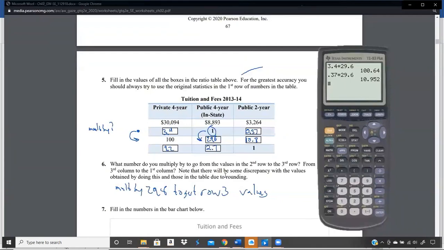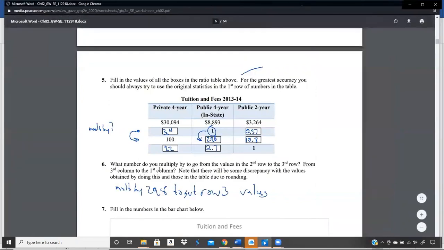Okay, so what about the other part? How do we go from the third column to the first column? Well, the third column is this column. There's a 1 in it, which is right here.